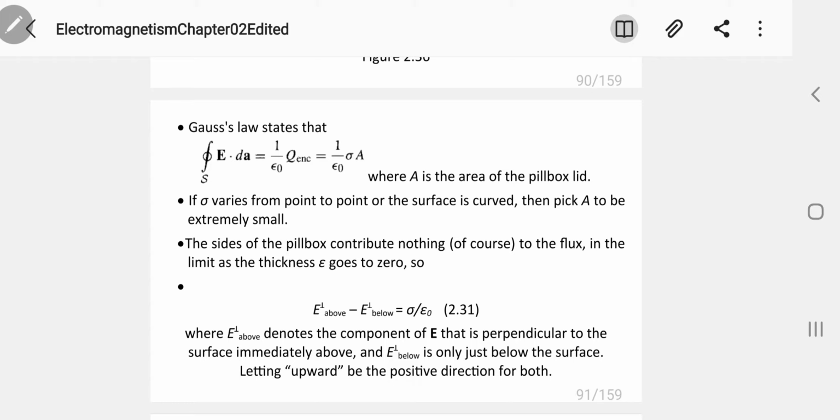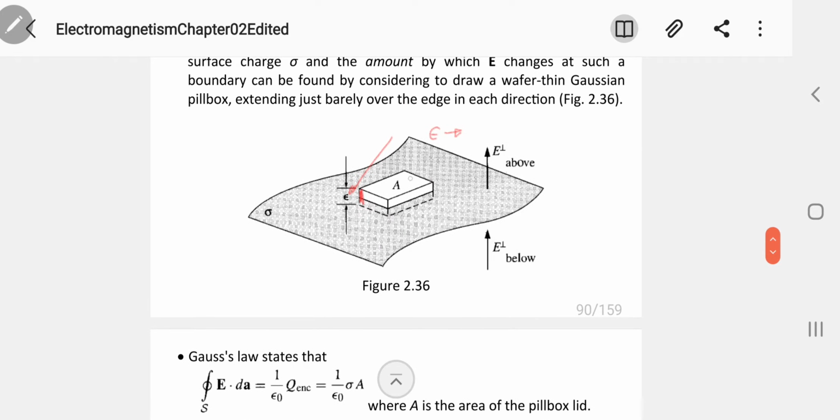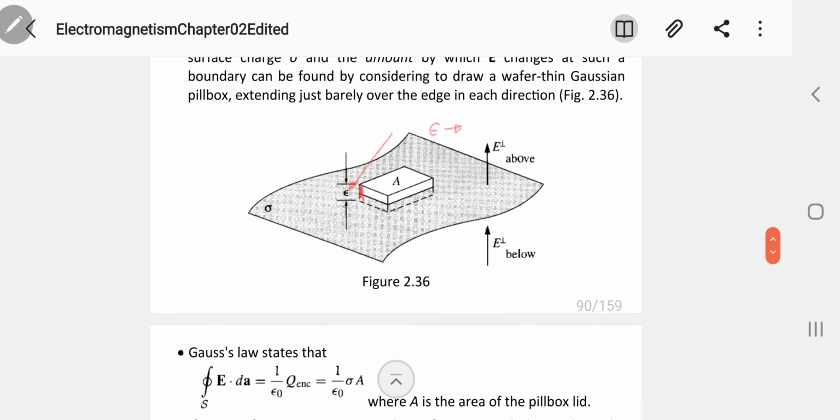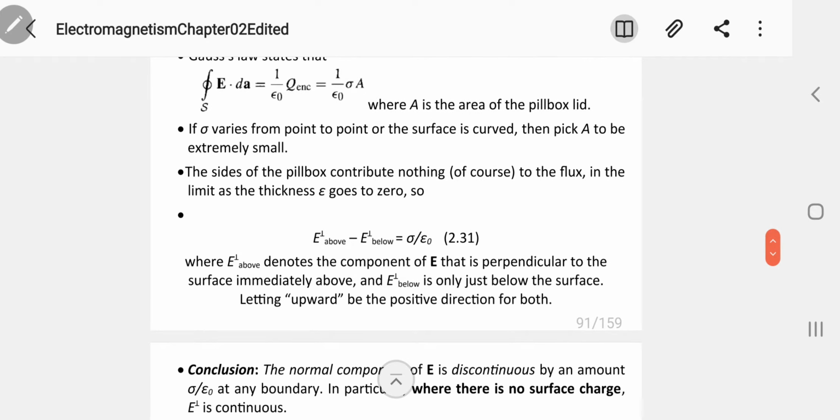So if A varies from point to point on the surface, or the surface is curved, then we have to pick A to be extremely small, and the epsilon also to be extremely small. I mean, we have to let epsilon also go to a limit that is very small.